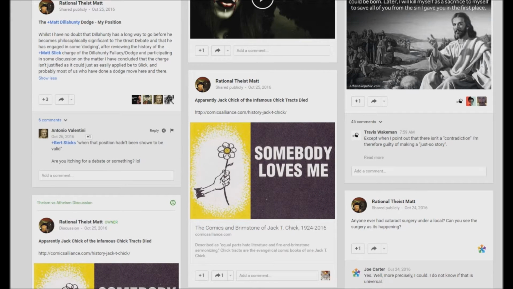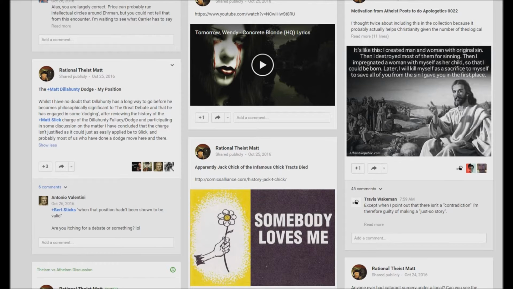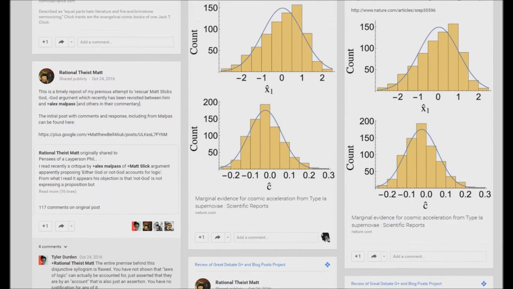There's no specific reason to think that Matt Slick has justification for that, although I'm sure Matt Slick will disagree and maintain his position. So this position came about from discussions.